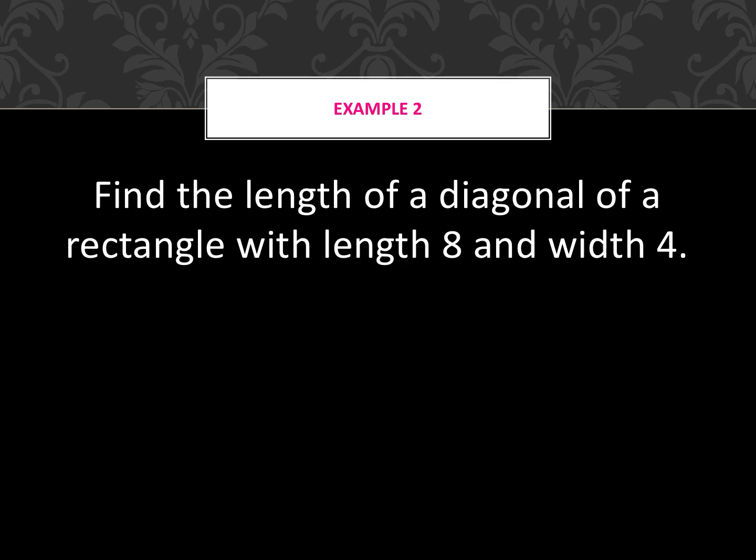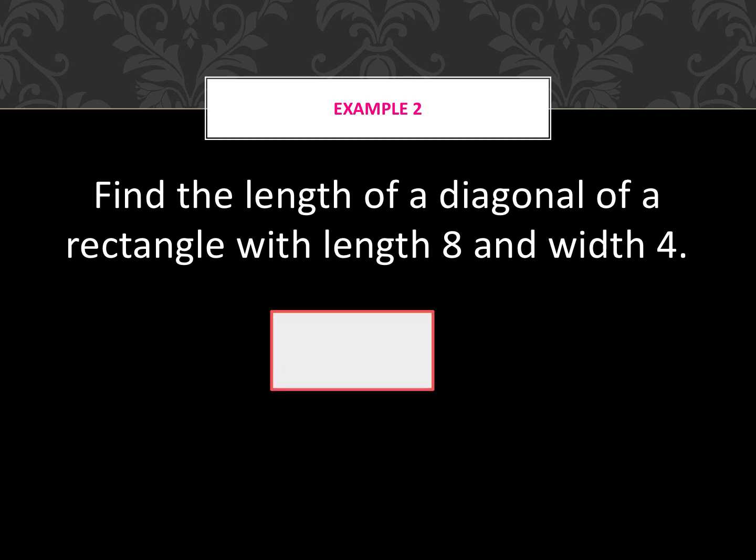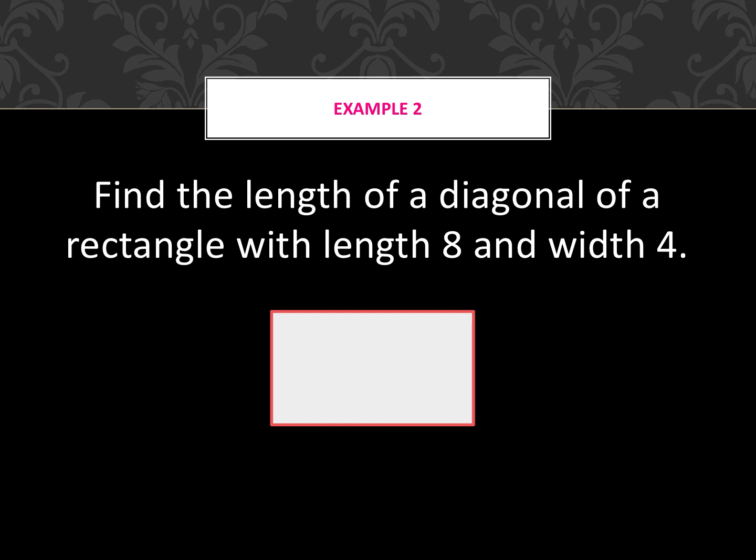So this one, it says, find the length of a diagonal of a rectangle with length 8 and width 4. So let me go ahead and draw a rectangle here. So here is my rectangle, and it said that it has a length of 8 and a width of 4. Now remember, in a rectangle, it's a parallelogram and opposite sides are congruent. So I could have put the width over here and the length here. It doesn't matter. Now it says to find the length of the diagonal.